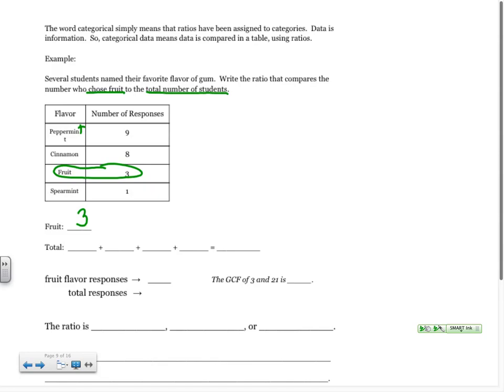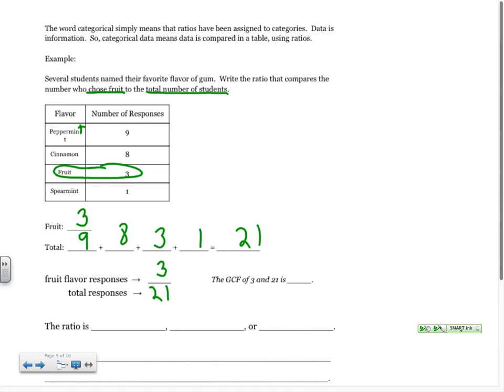Now, in order to make that comparison with our ratio, those who chose fruit to the total number of students, we just add up all the responses. So we have 9 peppermint, 8 cinnamon. We have to include the 3 fruit as part of the total, and 1 spearmint. So when we add those up, we get 21 responses in all. So to rewrite it as a ratio, we have fruit flavor responses is 3, total responses is 21.